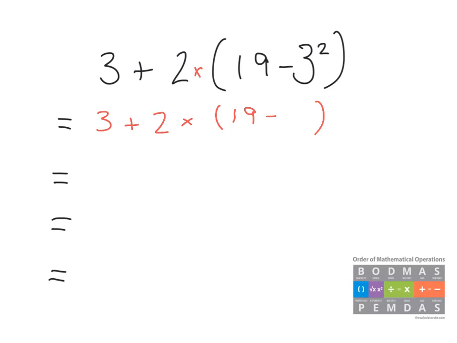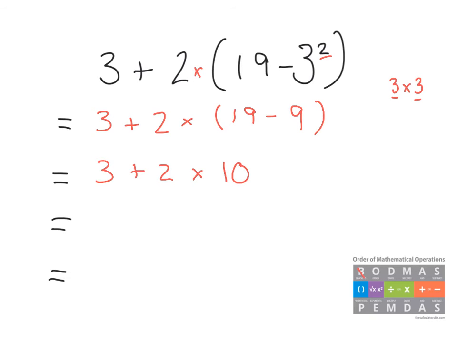So 3 plus 2 times 19 take away, and 3 squared is the same as 3 times 3 because that exponent is whispering into the ear, this is how many times I want to see you multiply by yourself. So we see 3 twice in our multiplication, which is 9. So we can do 3 plus 2 times, and we should be able to do 19 take 9 easily enough, which is 10. Now this is where people get confused.